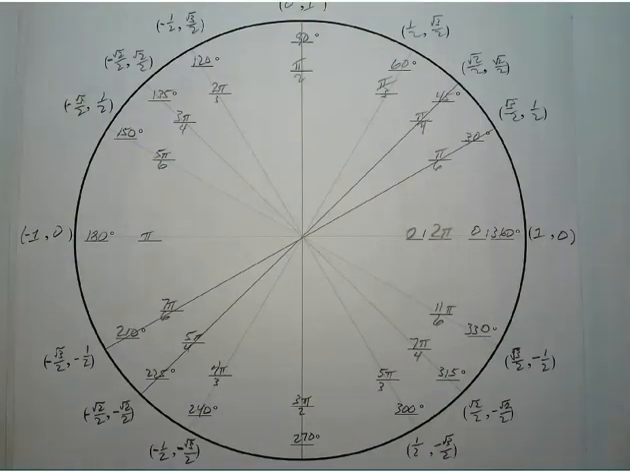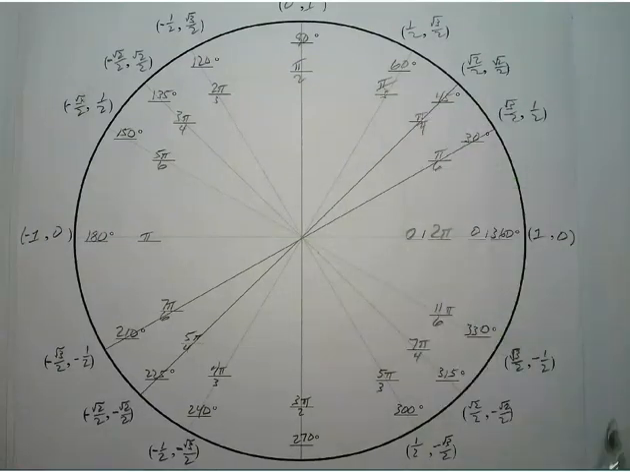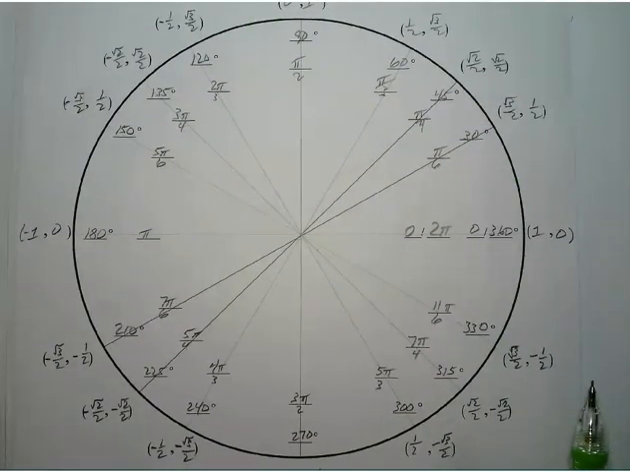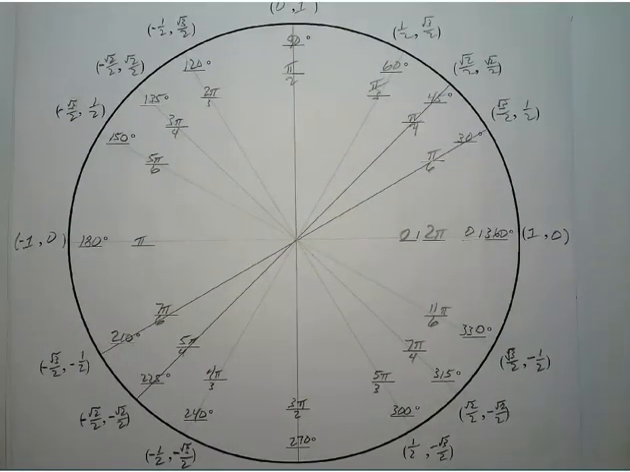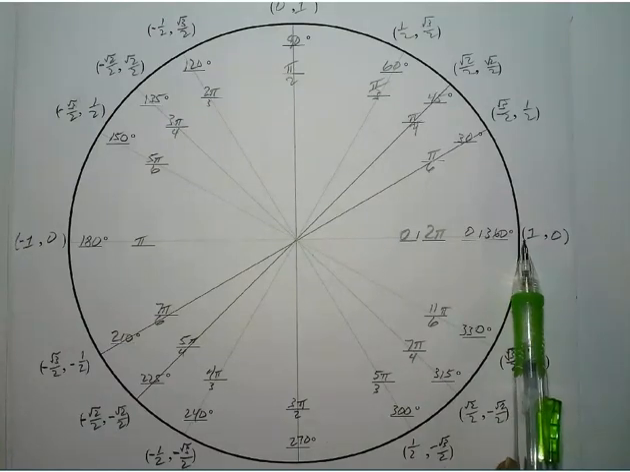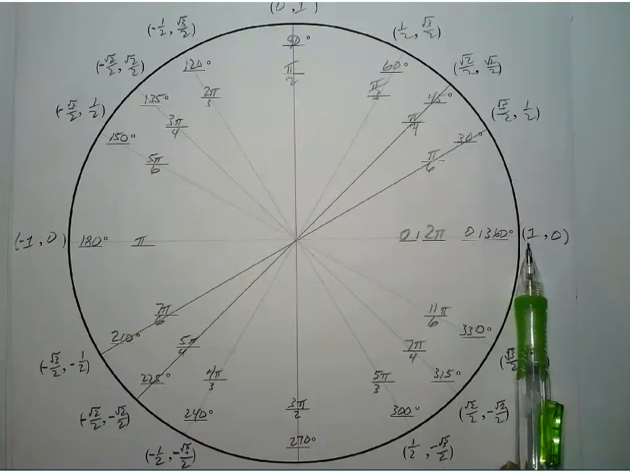Hello everyone. In this video we will continue to study the unit circle and look at what we're calling reference angles. If you remember from the last unit circle video, we filled out our unit circle. What we're going to do now is look at every 30 degrees.